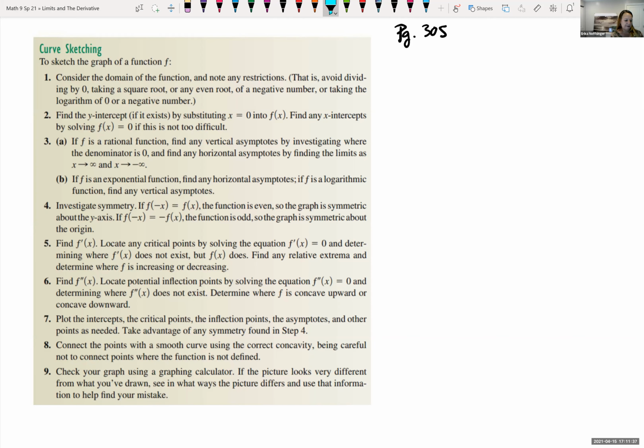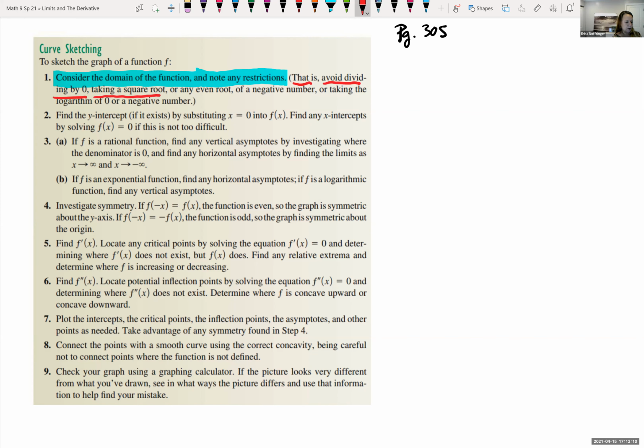To sketch the graph of a function f, the first thing that we want to consider is the domain of the function and note any restrictions. Recall, the domain is all the x values, the inputs, that when you plug them into the function, you get back a real number. So usually look for trouble spots when finding your domain. You're going to avoid dividing by 0, so you have to exclude anything that sets the denominator equal to 0.